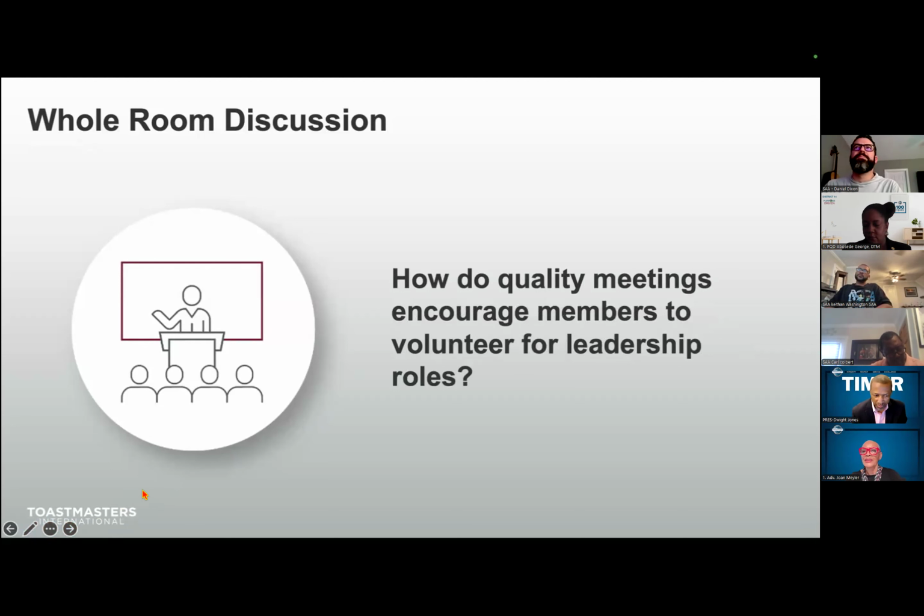Looking at our other question, and Dwight has mentioned something about this before. How do quality meetings encourage members to volunteer to be leaders for leadership roles? There are several leadership roles in your club, not just the president, vice president, and those that you vote for. There are other members, there are other leadership roles. Whenever you step up to be a Table Topics speaker, you are fulfilling a leadership role. So how does a quality meeting encourage member volunteers? How does that work in your club? What does it look like?